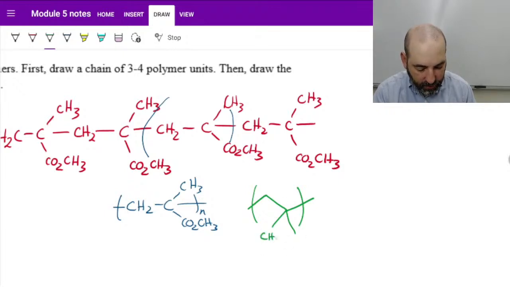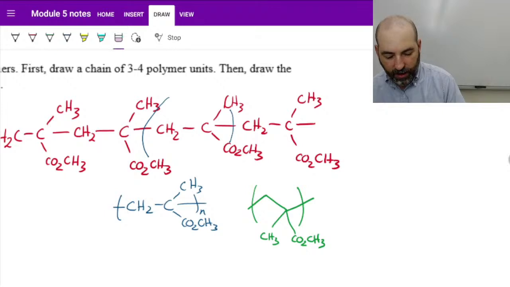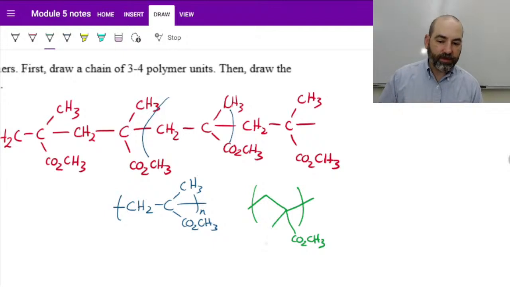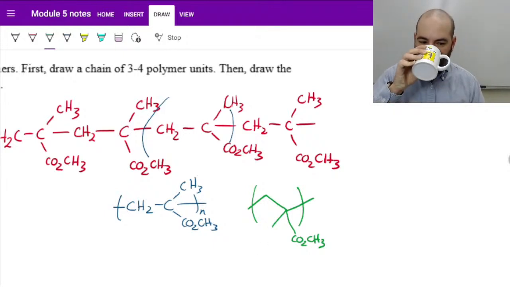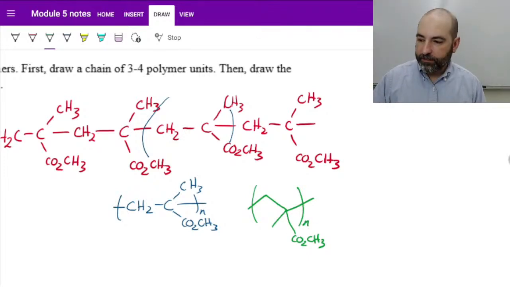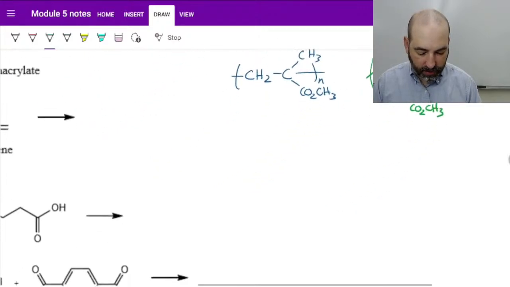CH3, CO2CH3. And then if we're really being strict about our line structures here, we could even remove that CH3, because we know that just the end of the line here means there's a carbon there, and therefore there must also be 3 hydrogens on it. All right, so there's our repeating structure for methyl methacrylate, which is polymethyl methacrylate.